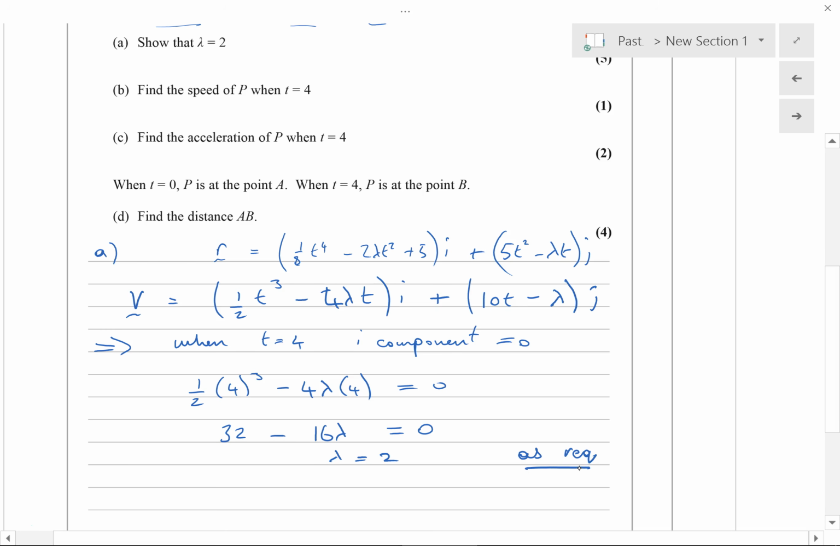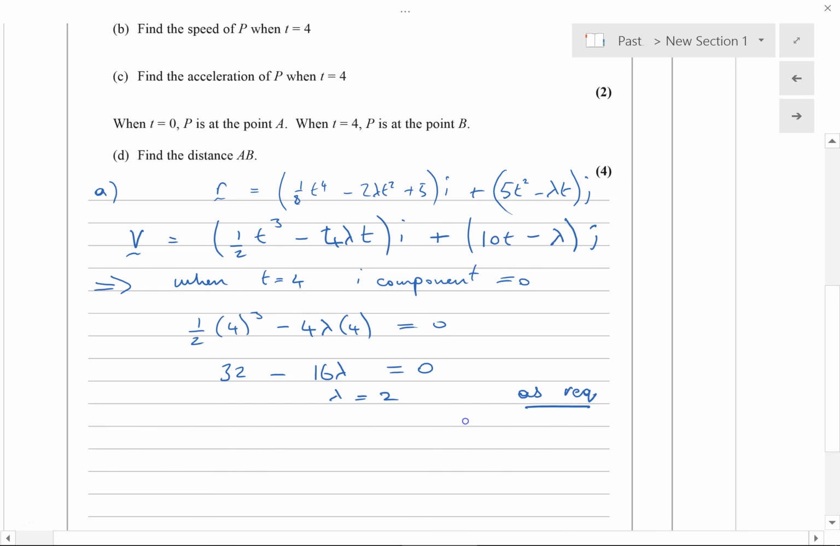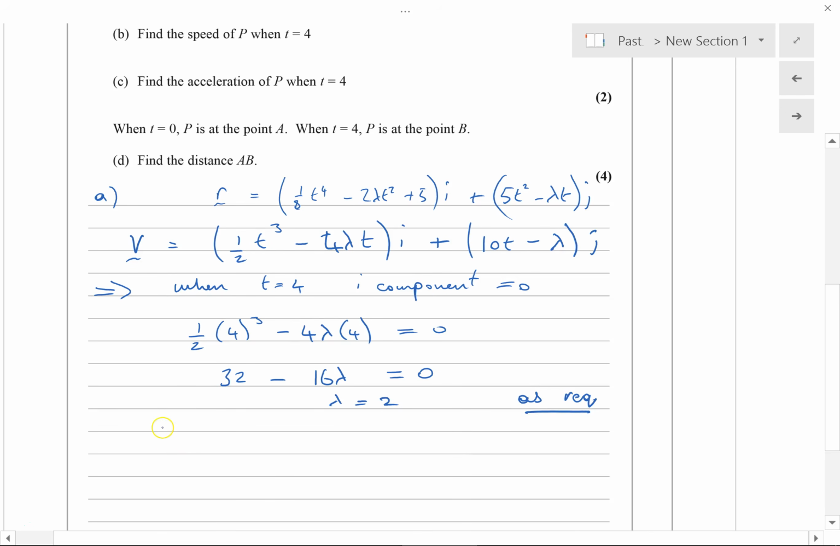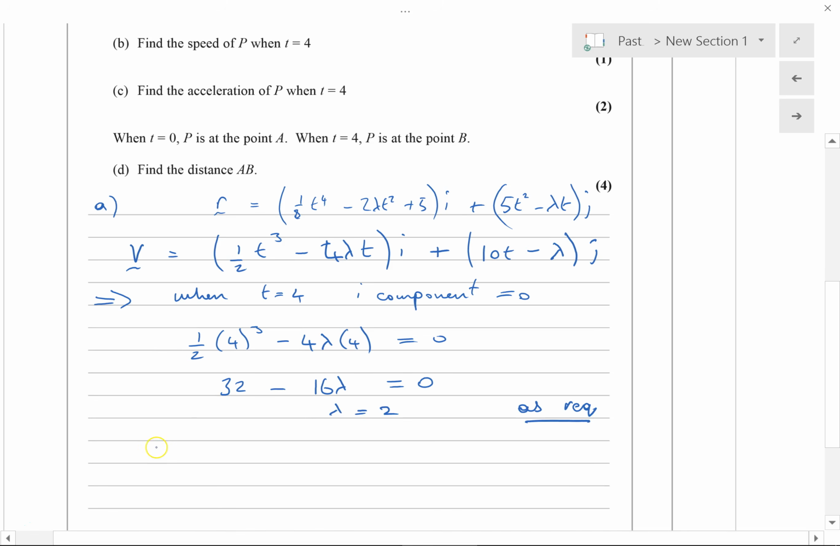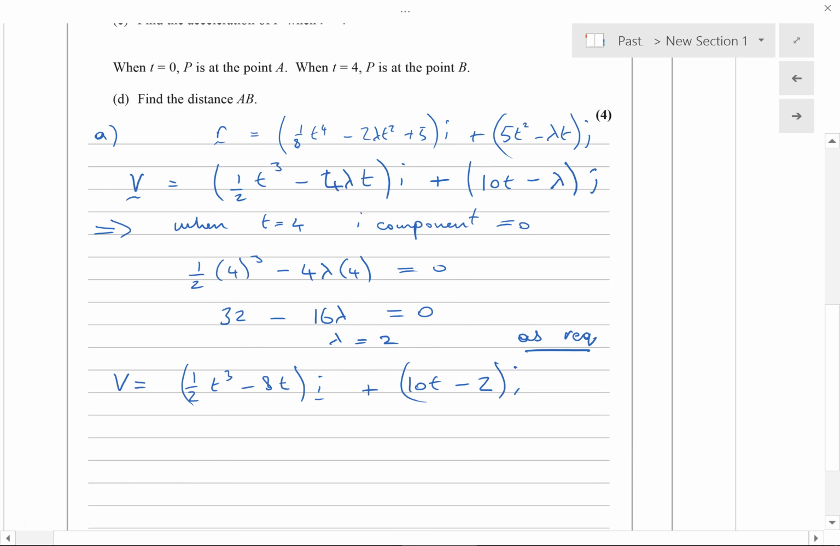Nice. Okay. Then it says find the speed when t equals 4. Well, we know, so we can put t equals 4 back into this. We've now got v is equal to a half t cubed minus 8t, because we now know that lambda is 2i, plus 10t minus 2j. Make my j look a bit more like a j.